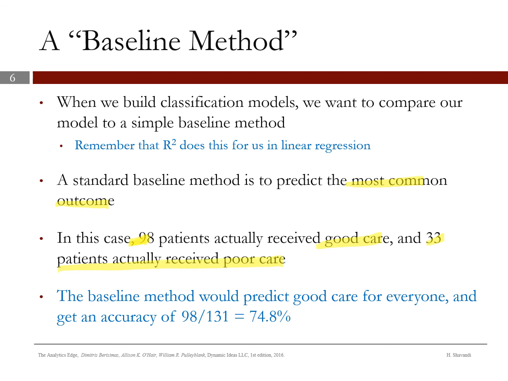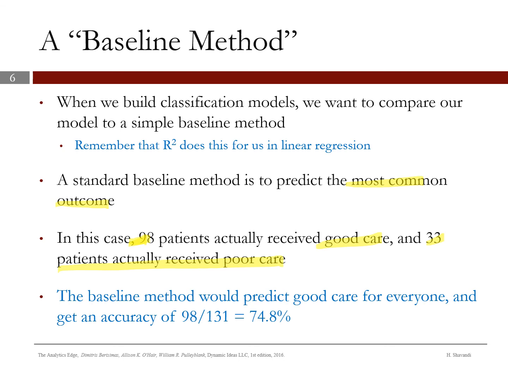So the most common, I mean the most likely outcome here is being good for the quality of the healthcare. So because of that, we can predict good care for any patient. So that could be our baseline method, I mean, predicting good care for any patient.